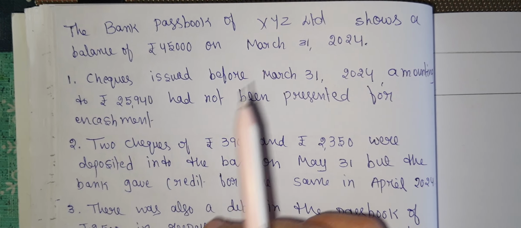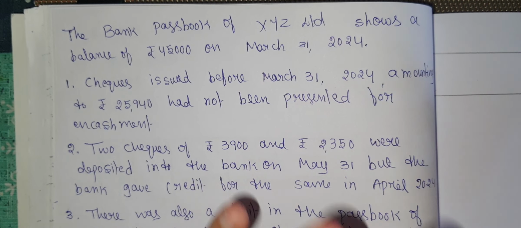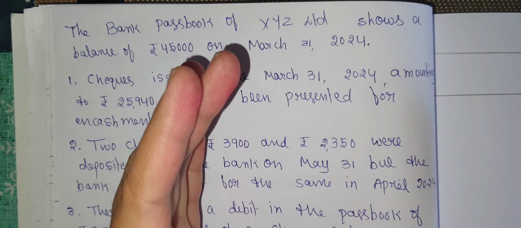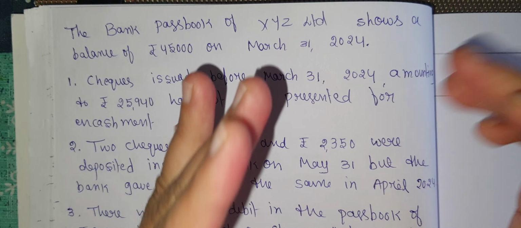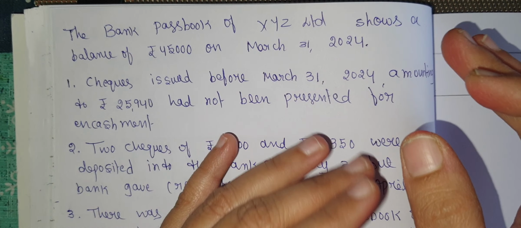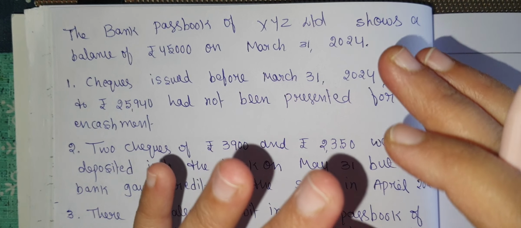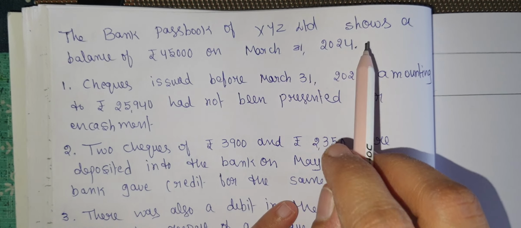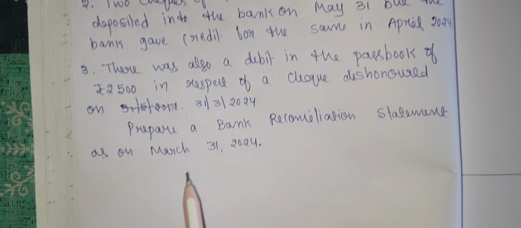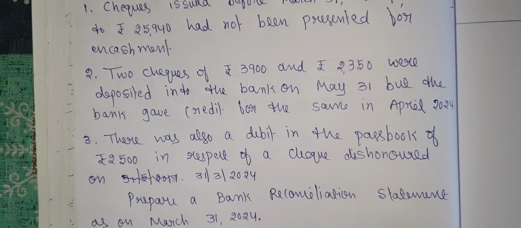See, in this problem, we have to enter the transactions that occurred before or on March 31st, 2024. After March 31st, means from April 1st onwards, we will not record the transactions, because here they clearly said to prepare the bank reconciliation statement as on March 31st, 2024. Okay, remember this point when solving this problem.